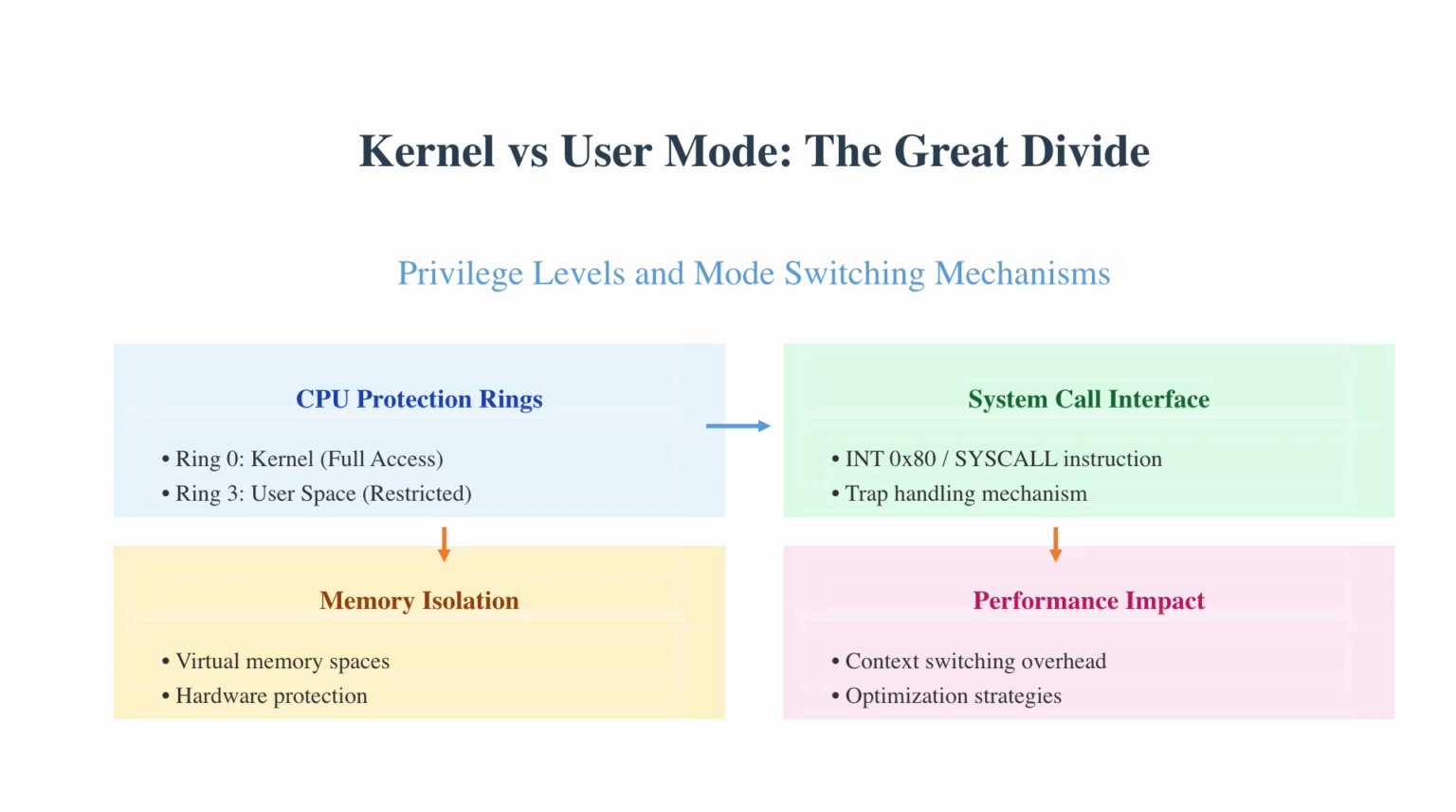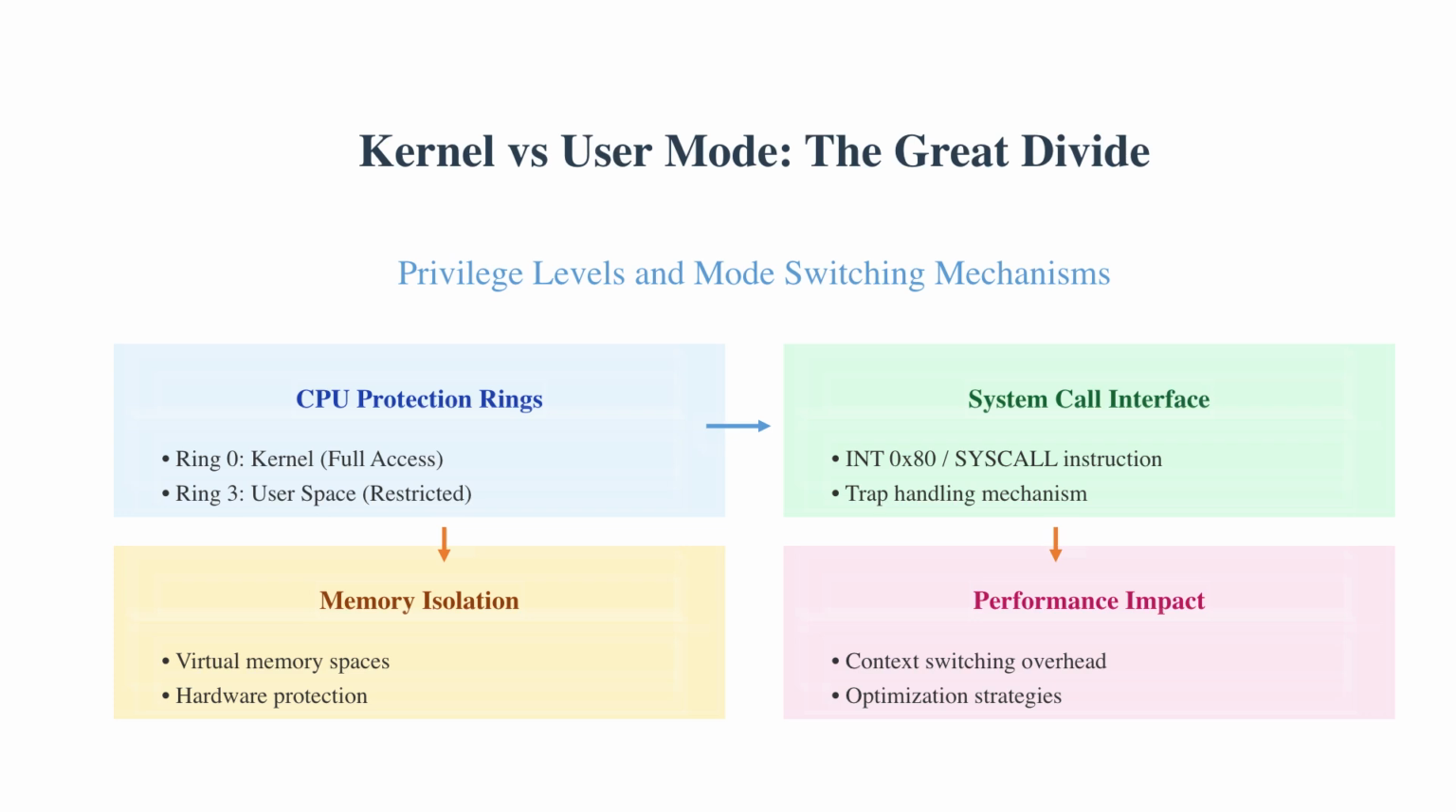Memory isolation is another crucial aspect. Each process gets its own virtual memory space, and the hardware memory management unit enforces these boundaries. User programs simply cannot access kernel memory or other processes' memory directly. Virtual memory spaces ensure that even if a user program tries to access invalid memory addresses, it gets a segmentation fault rather than corrupting kernel data or crashing the system.